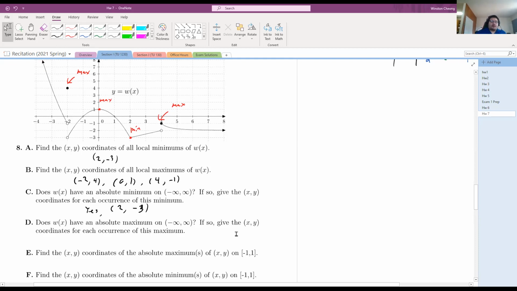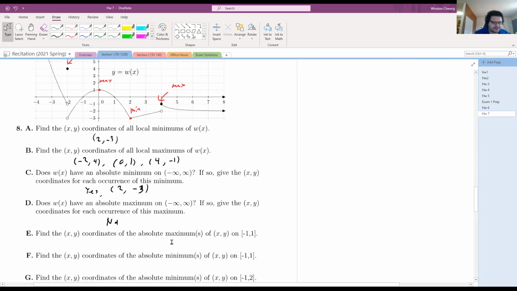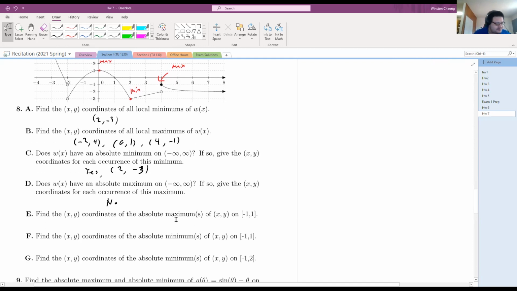Okay, now D, that's an important distinction. Now D, does it have an absolute max? Well, this thing shooting off to plus infinity tells us it doesn't have an absolute max. So the answer for D is no. Does that make sense? Hopefully that makes sense. Okay, no dissent. So everyone agrees, I'll assume. All right, E and F actually. Yeah, let's look at E and F.